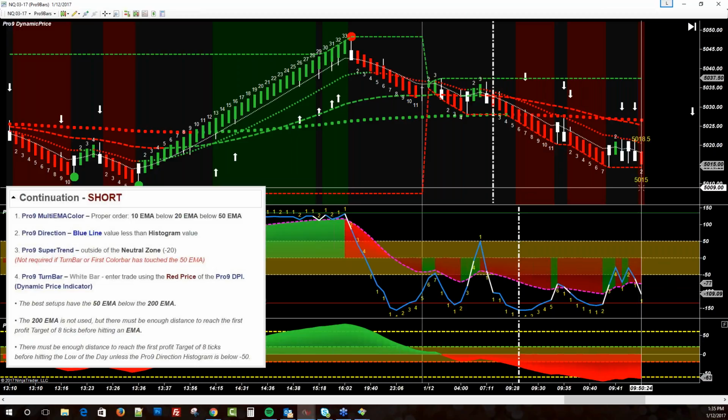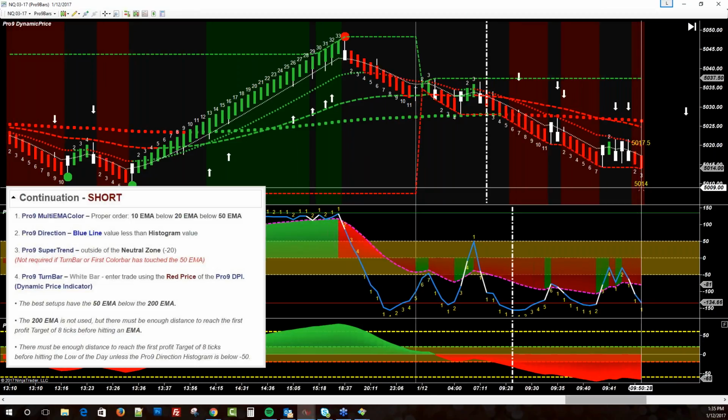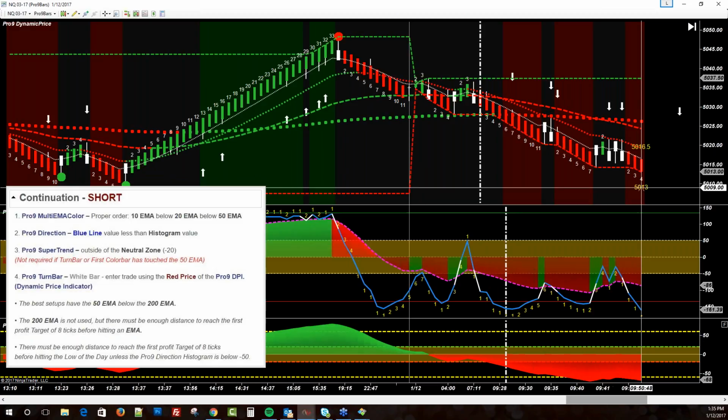And again, this is a continuation, so we'll enter the same way, with our 3 contracts, 22 tick stop, and our initial 8 tick profit target. Halfway to our profit target, adjust our stop from 22 ticks to 18 ticks, and then we've hit our profit target. So we've secured 16 total ticks.